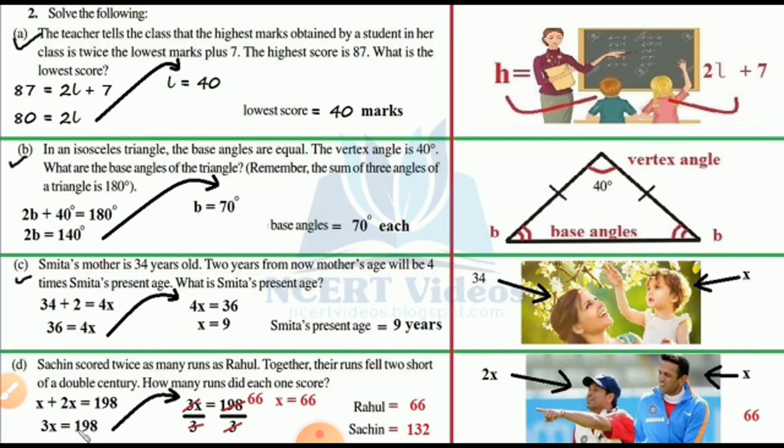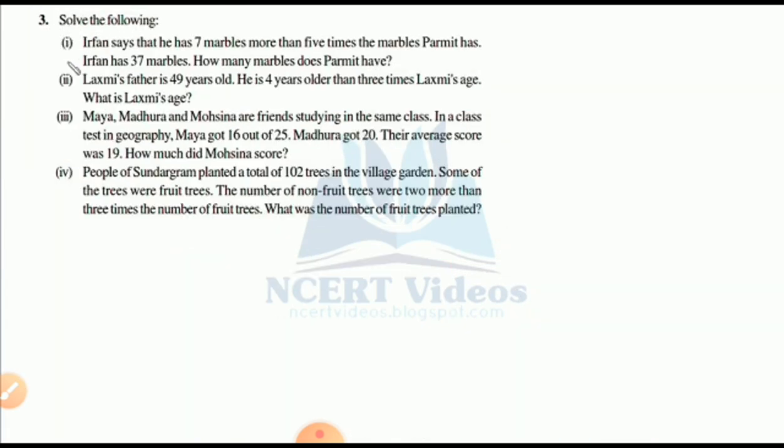So x plus 2x gives us 3x. 198 divided by 3 on both sides. 198 divided by 3 gives us, yes my dear student, you are right. Do it in rough work. 198 divided by 3 is 66. So x, who is x? Rahul, 66. And Sachin, 132.